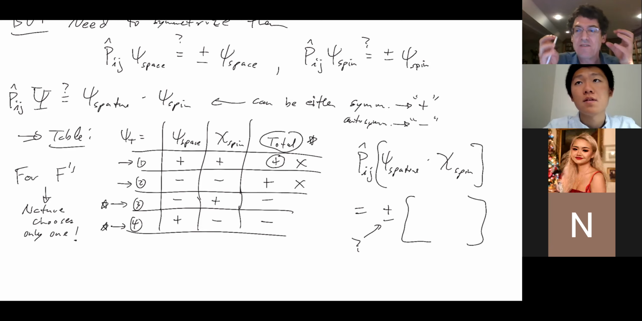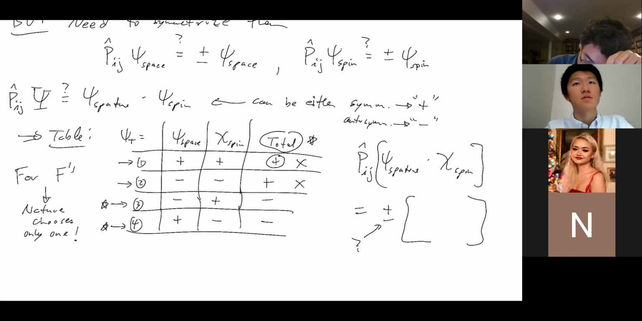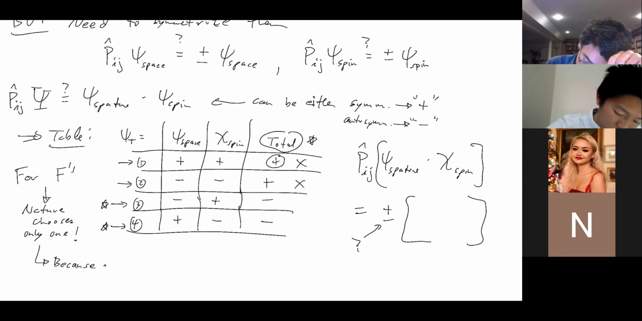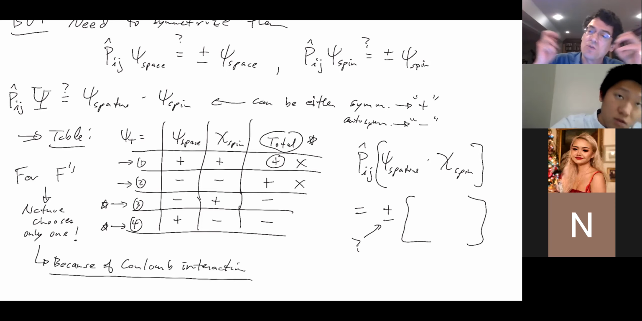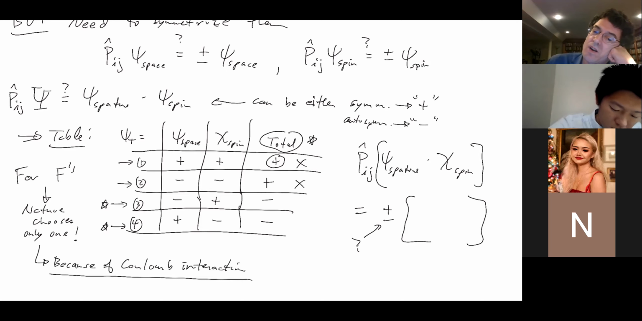So if the particles have no interactions, like they don't feel each other, then nature is not going to pick between those 2 cases because they have the same energy. And so nature doesn't care. They're degenerate. But let's turn on the Coulomb interaction. They're electrons after all, they have charge. Turn on the Coulomb interaction and now the particles can feel each other. And so now, because of the Coulomb interaction, nature picks one of those 2 states. Is it 3 or is it 4? And why?